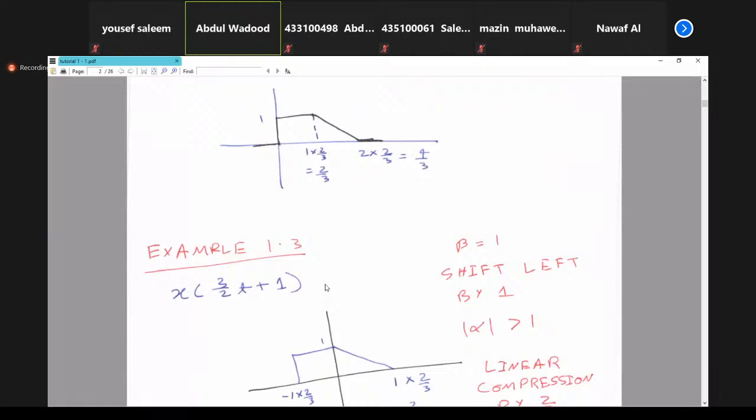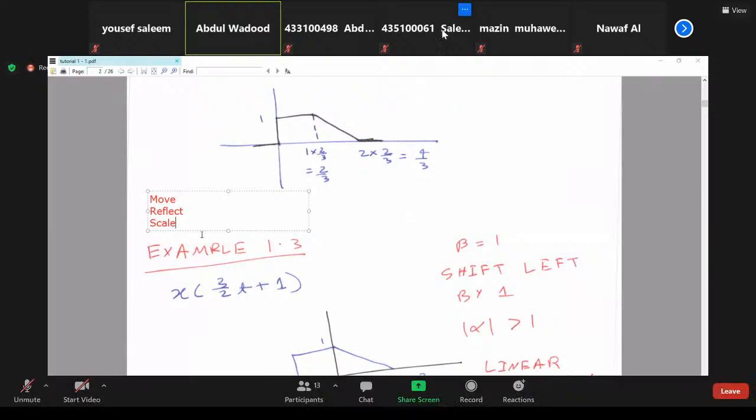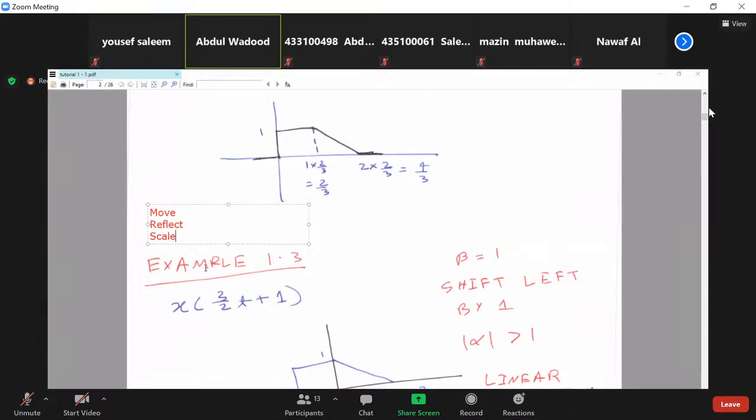Okay, always move, reflect, and scale your signal. This +1, -1 will move. If there's a minus with this t over here or minus outside, it will reflect. And this 3 over 2, it will scale your signal.